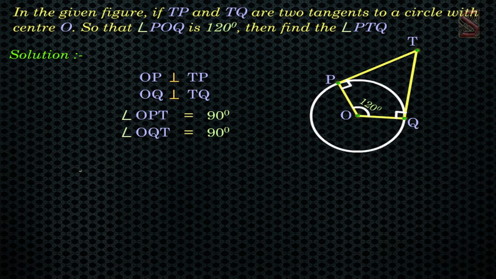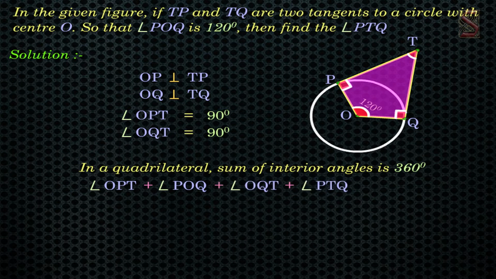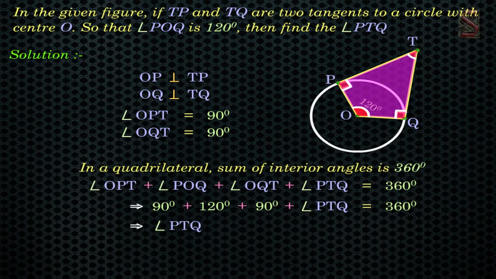We know that in a quadrilateral, the sum of the interior angles is 360 degrees. So, considering the quadrilateral POQT, we have angle OPT plus angle POQ plus angle OQT plus angle PTQ equals 360 degrees. Substituting the measures, we get angle PTQ equals 360 degrees minus 300 degrees, which is equal to 60 degrees. So, angle PTQ is 60 degrees.